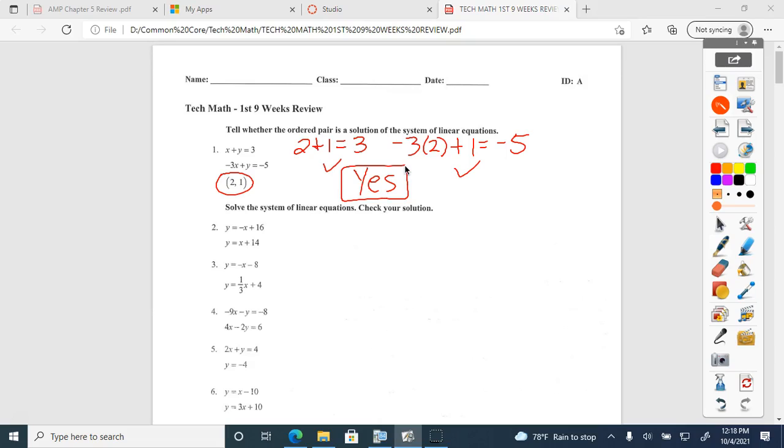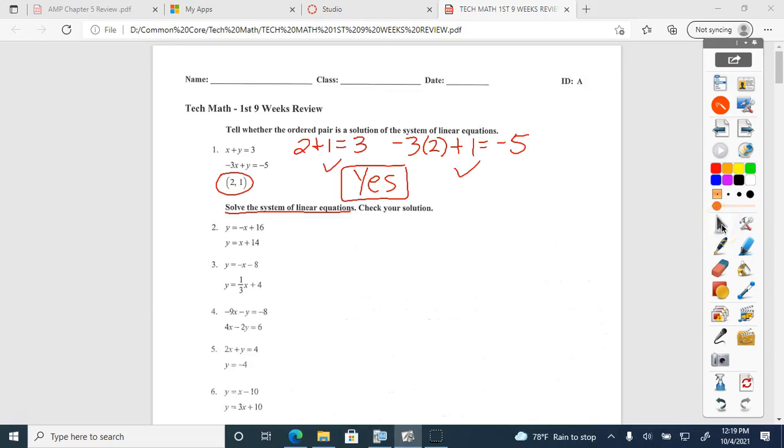Numbers 2, 3, and 6. It says solve the system of linear equations. It does not tell you how to solve it, so you can do any of the 3 ways: graphing, substitution, or elimination. Now, this one, 2 and 3 are both set up to graph. They're both y equals, so graphing is the easiest way.